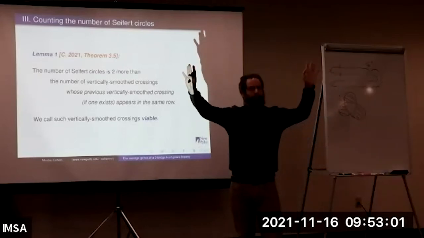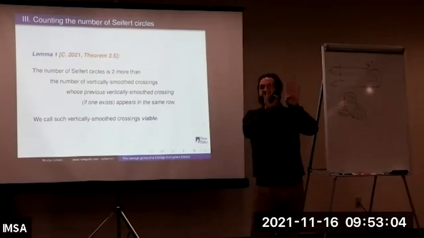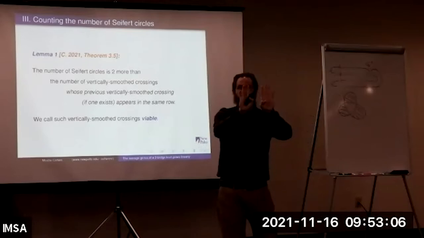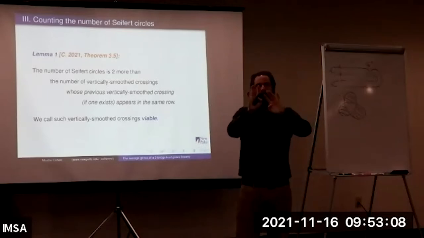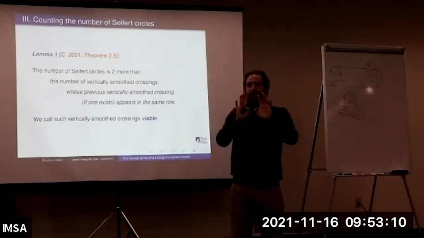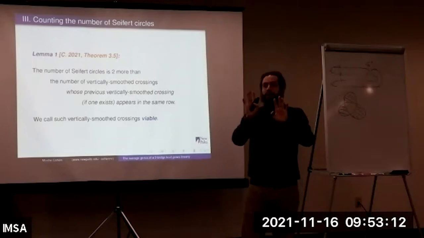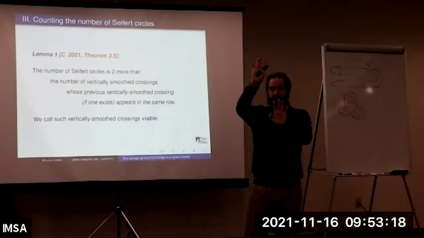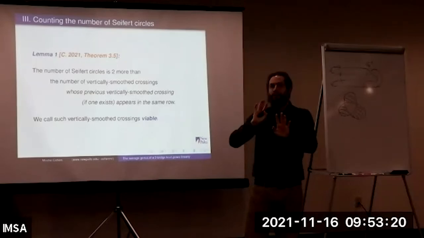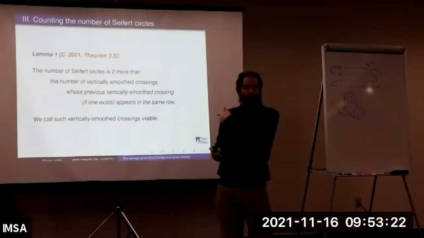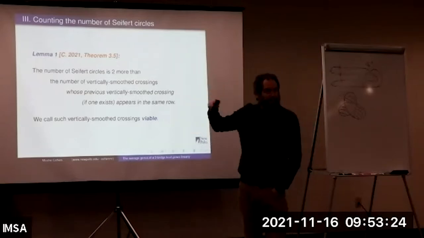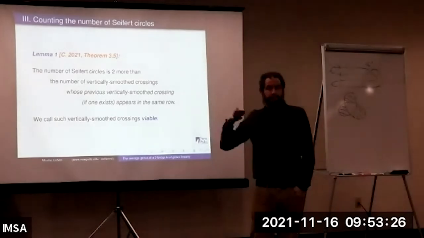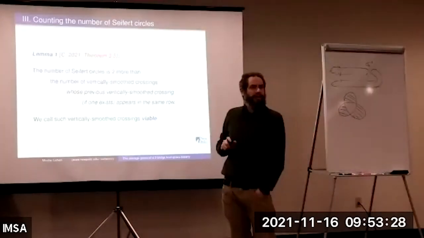When I have two vertically smooth crossings that are right next to each other, the one on your left is going to be viable. When I have a vertically smooth crossing and the next vertically smooth crossing is at a different height, the one on the left is not viable. I know that's super weird. I'll show you at the end of this section some examples where I go through why that trick doesn't happen.